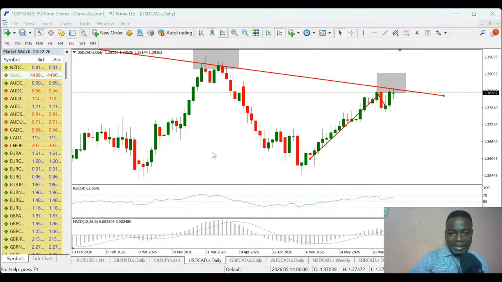Okay, I think I should change this line to blue. I think the blue line will be more visible. Okay, or maybe I should make it more bold. Let me see how that will work. All right, I think this is better.